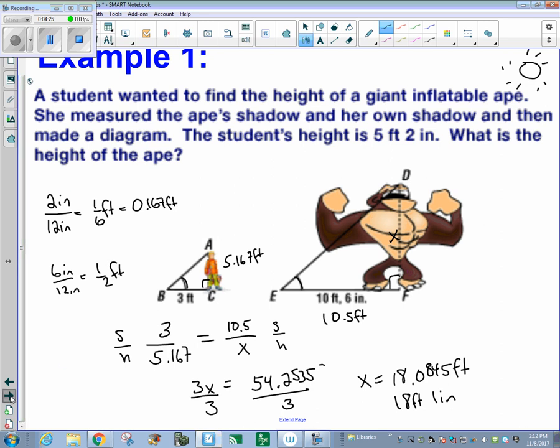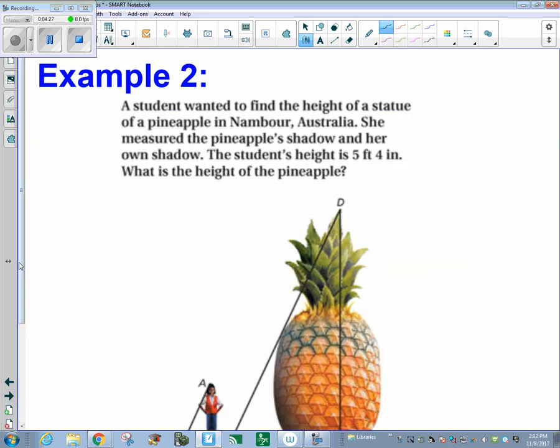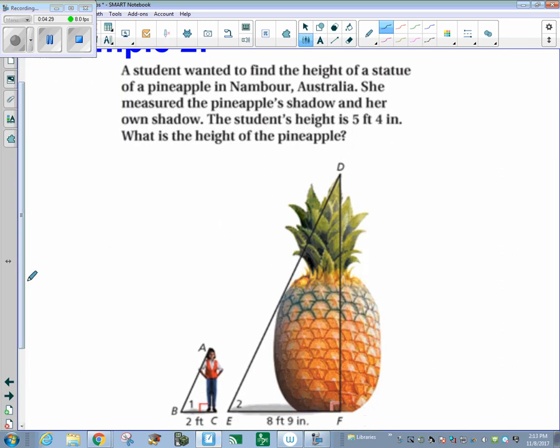So let's try another one. We've got this giant pineapple here, and again, the student wanted to find the height of the giant pineapple statue. It looks like it's in Nambour, Australia. She measured the shadow of the pineapple to be 8 feet 9 inches. Her shadow was 2 feet. She is 5 feet 4 inches, and so we're trying to find the height of the pineapple again.